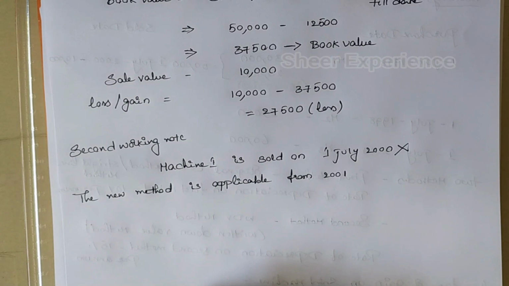Retrospective means we need to adjust the depreciation amount according to the new method from the purchase date of the asset. Here we are solving the problem with retrospective effect. So we need to adjust the depreciation amount as per the new method, that is WDV method, which is nothing but written down value method. That is also applicable from 2001.